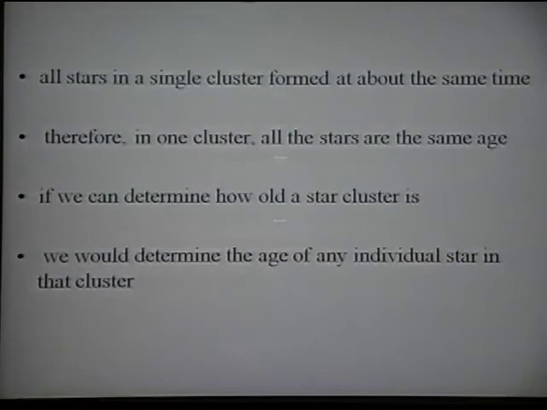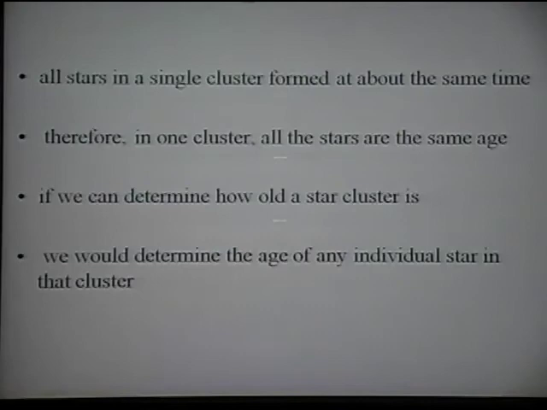Now, for clusters, we make a number of assumptions which are pretty good, we think. All the stars in a cluster formed at about the same time, which means they're about the same age. A cluster that is 4 million years old, some of those stars are 10,000 years old and some are 4 million years old, so they're not all the same age. But a cluster that is 8 billion years old, some of those are 8 billion and 3 million years old. And some of them are 8 billion and 2 million years old.